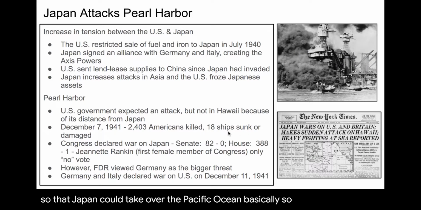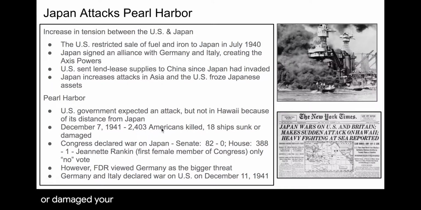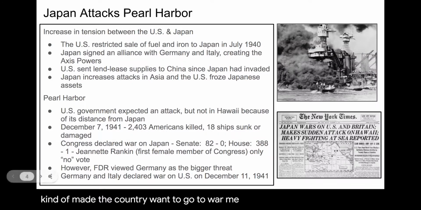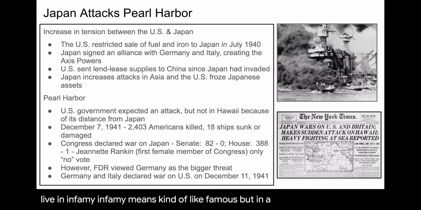So 18 ships were sunk or damaged, 2,400 Americans killed, right? And this was kind of a thing that made the country want to go to war immediately. FDR calls it a day that will live in infamy. Infamy means kind of like famous, but in a bad way.